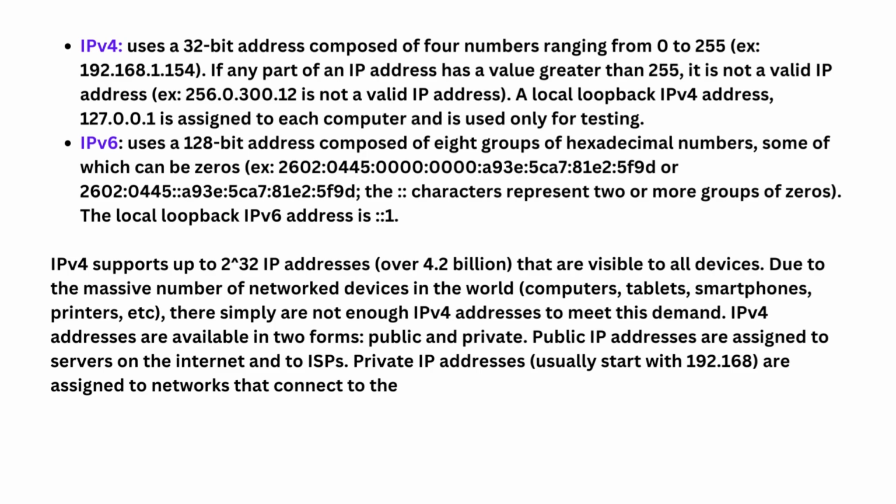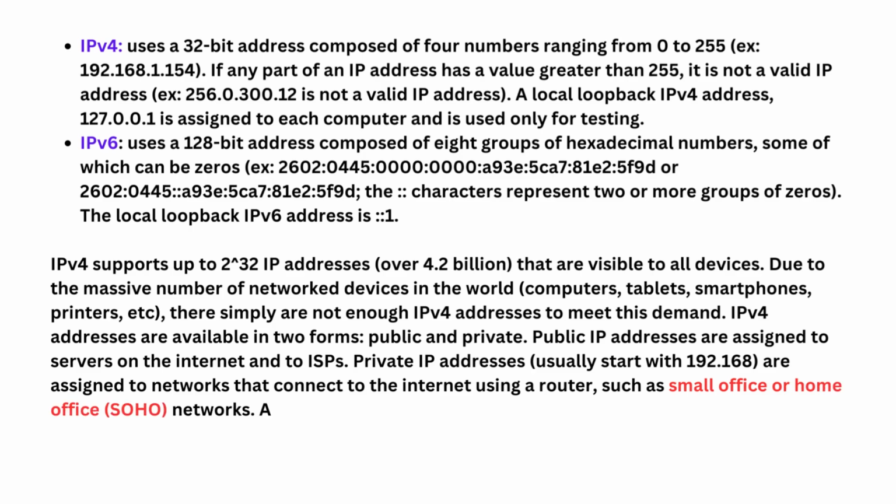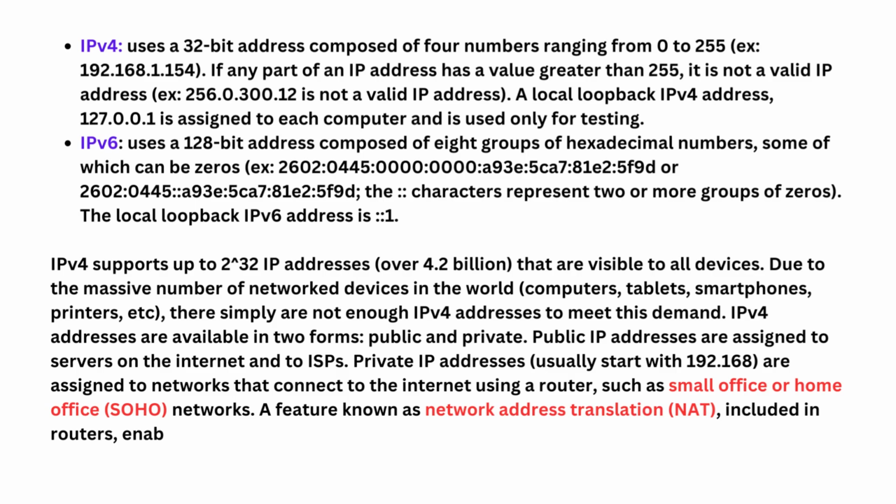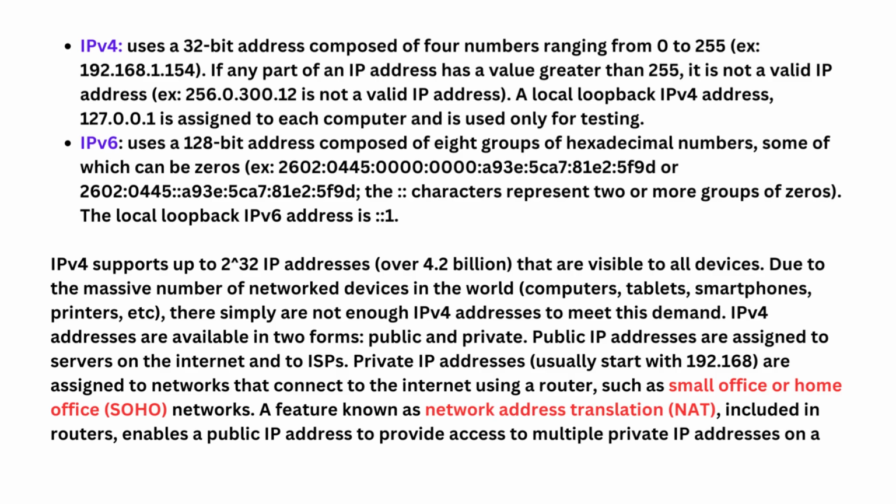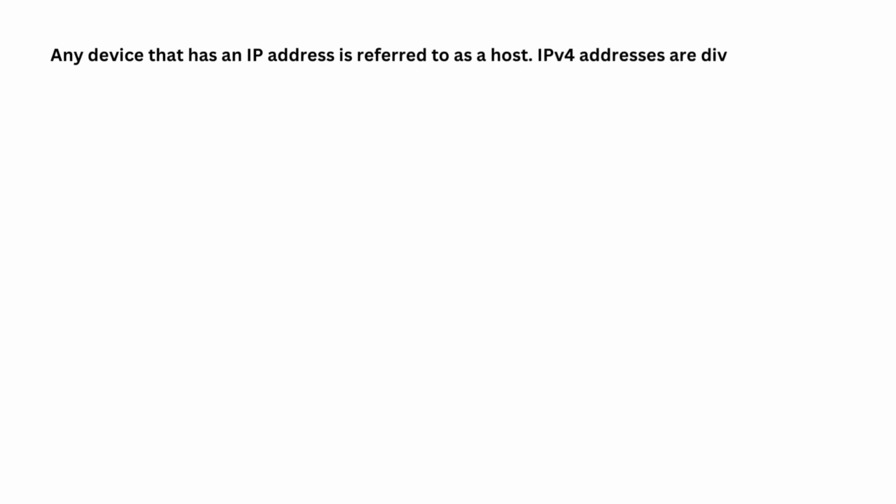Private IP addresses, usually starting with 192.168, are assigned to networks that connect to the Internet using a router, such as small office or home office, SOHO, networks. A feature known as Network Address Translation, NAT, included in routers, enables a public IP address to provide access to multiple private IP addresses on a network. Any device that has an IP address is referred to as a host. IPv4 addresses are divided into Class A, Class B, and Class C categories.